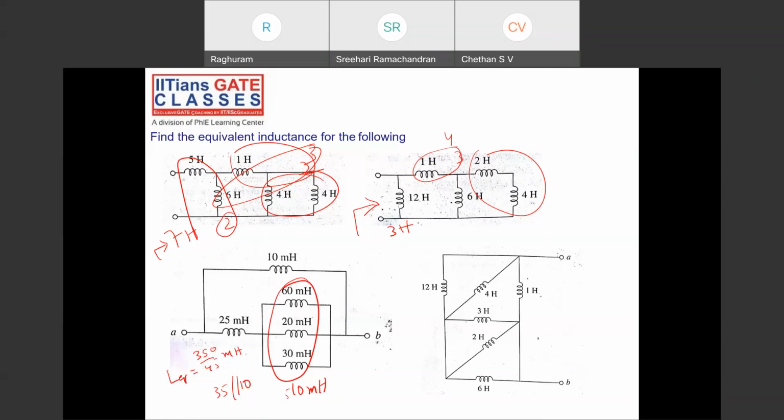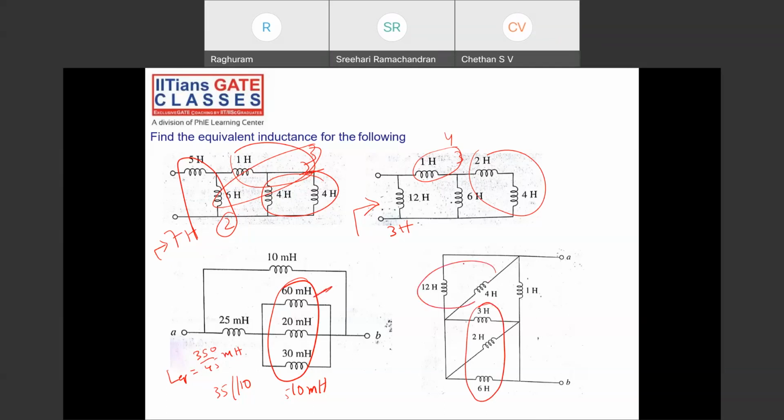Tell me how to do this: series, parallel, parallel, series, any? Do you see 12 and 4 are parallel? And 3, 2 and 6. Are you able to see this, right? 6, 3, 2 is directly similar to 60, 30, 20.